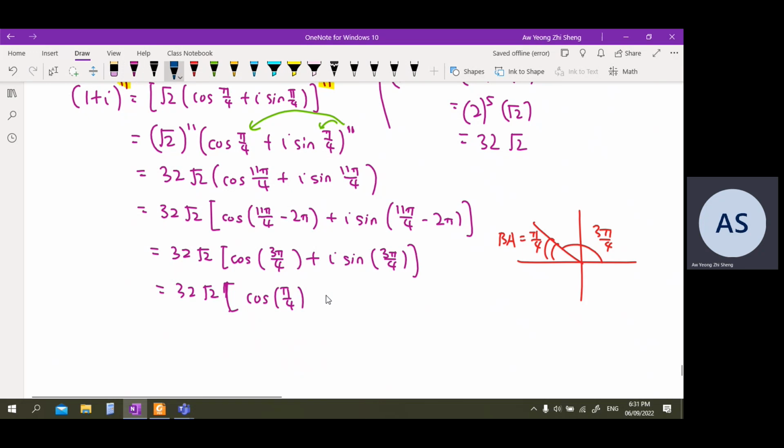Cos of the basic angle, possibly with a negative in front. So do we need a negative? Refer to your ASTC. The second quadrant is S, so you need a negative in front of the cos.